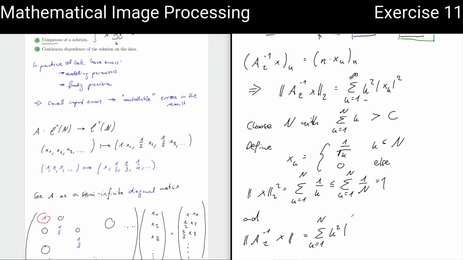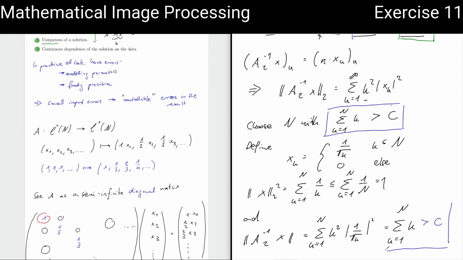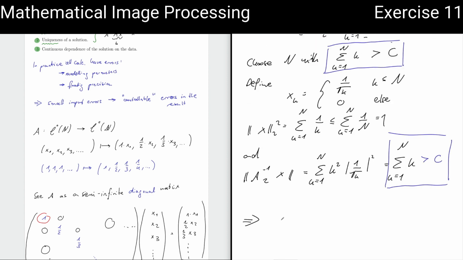And x_k, so 1 over the square root of k, squared. So this is just the sum going from k equals 1 to n, summing up the first n natural numbers. And by definition, or by construction, this is larger than c. So in conclusion, Ax equals b is not well posed.